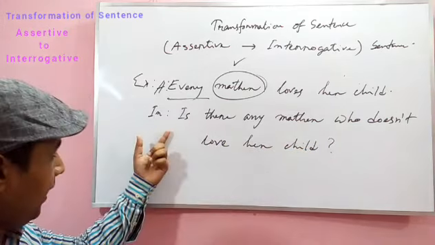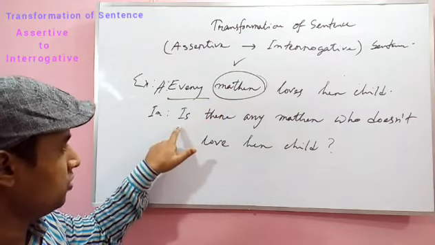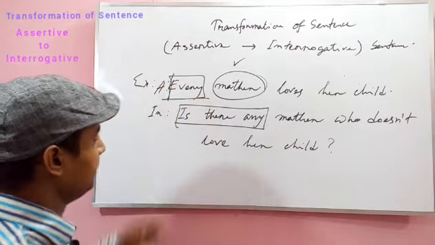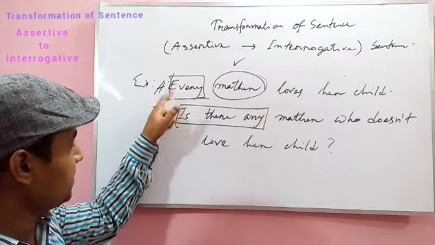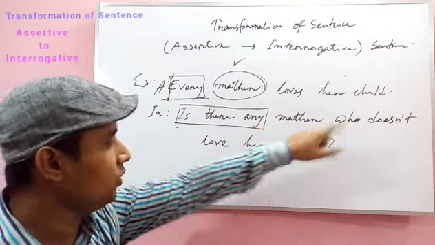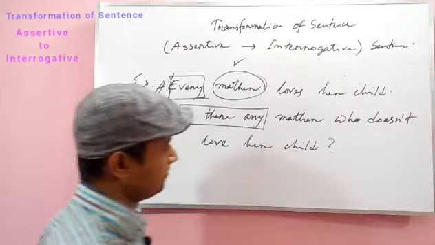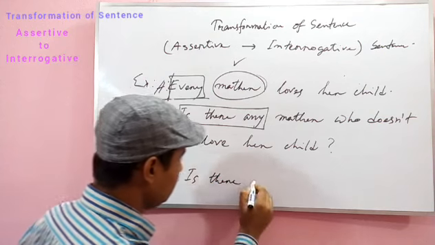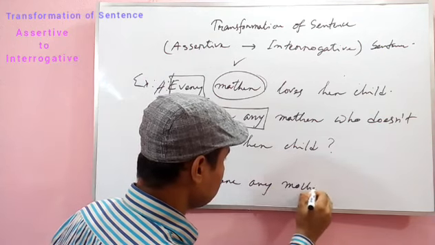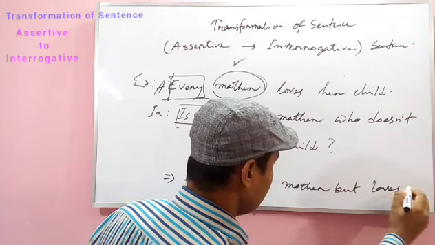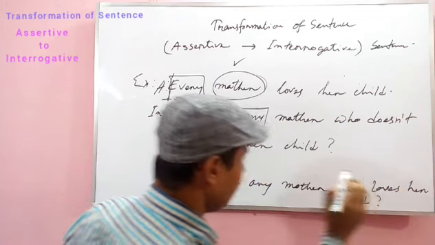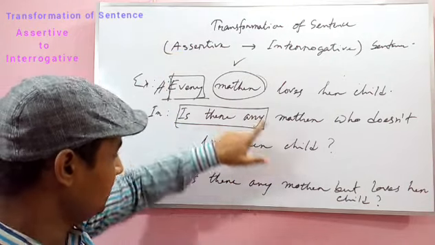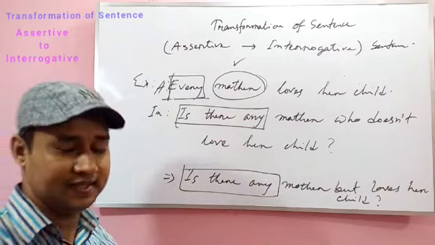Please notice that when you find every and then a noun after it, you have to change it to is there any. Every transforms into is there any, then the noun form, then who does not, or you can give there but. This is an alternative form. Is there any mother but loves her child? This is an alternative form. So you notice that every transforms into is there any in the interrogative sentence. Is it clear?